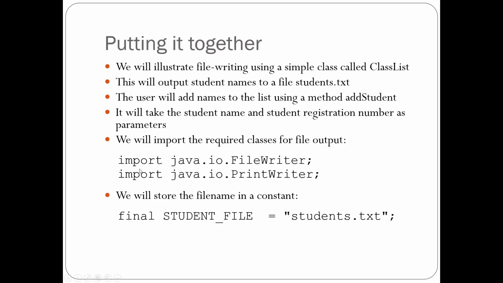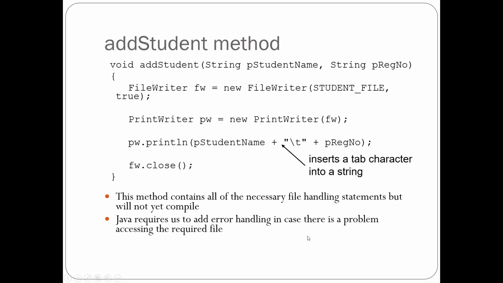We're going to use two import classes at the top of the program to import the file writer and print writer functionality. We're then going to store the name of the file that we're going to write to in a constant, and this is the addStudent method. And what we've got is the name of the method, addStudent. It has two input parameters, one called pStudentName and one called pRegNumber.